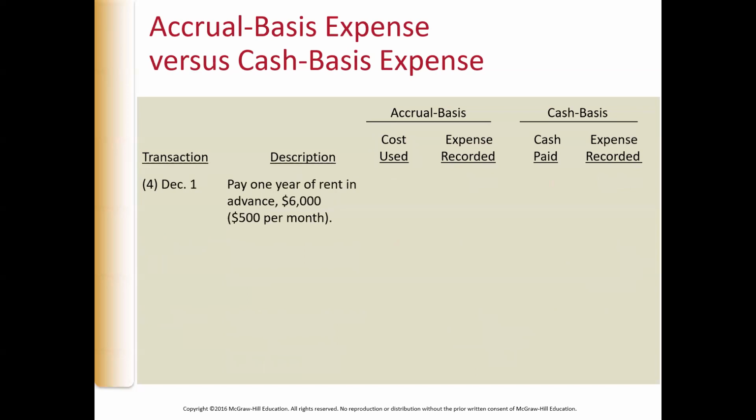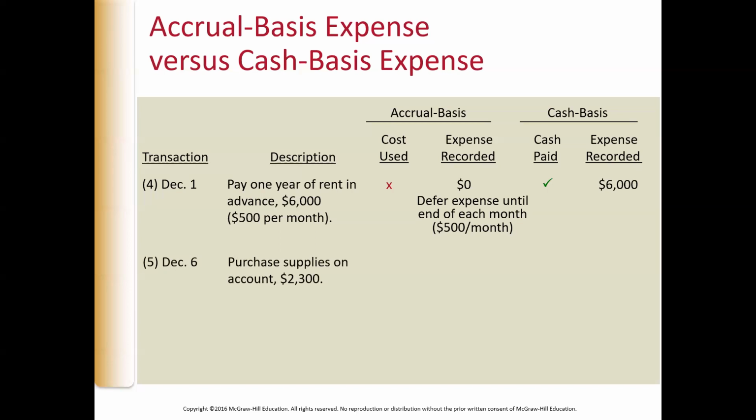On December 1st, we pay 1 year of rent in advance, $500 per month. Did those costs offset in the current period? No, these costs were prepaid as an asset. We debit prepaid rent, we credit cash. Since that expense has not yet happened, we would not treat it as a cost. The cost hasn't been used yet. But under the cash basis, we would treat it as an expense because we paid it.